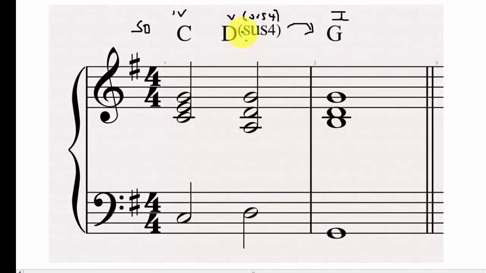You put the arrow in when you've got some kind of dominant type chord going to a tonic type chord, right? You put the arrow in. In this case, we've got a perfect fifth movement, you see. So the arrow goes in, but there's no tritone in that chord, right? Let's move on to the next chord then.